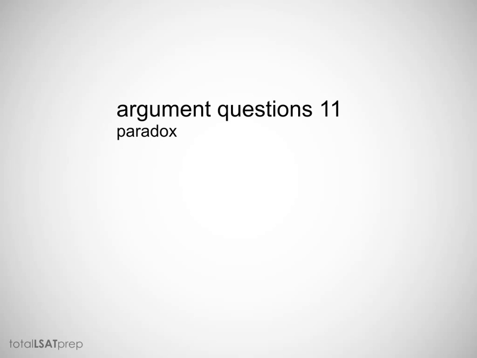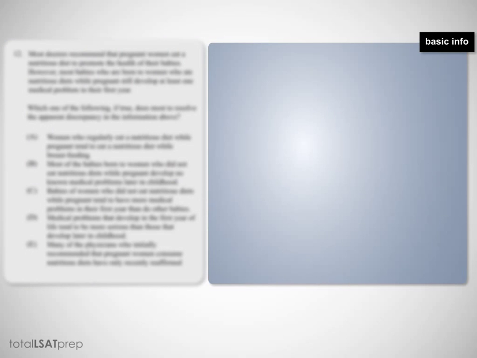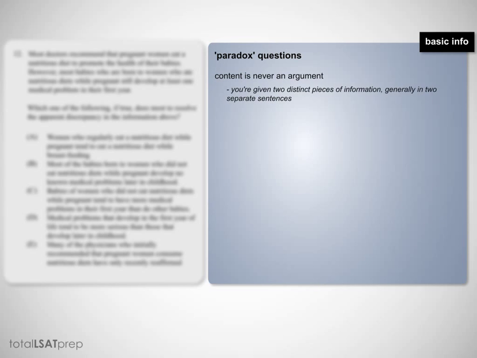Okay, in this movie we're going to go over our 11th question type in the argument section, the paradox questions. The basic info for these paradox questions is that the content is never an argument. Instead, you're going to be given two distinct pieces of information, and it's generally going to be in two separate sentences. And the two pieces of information appear to be contradictory.